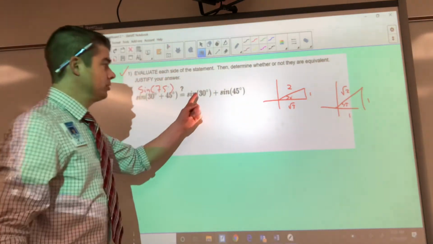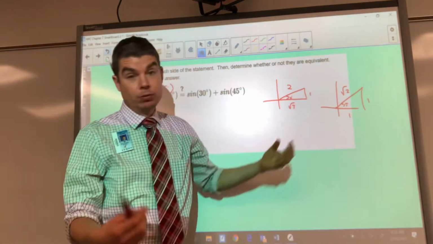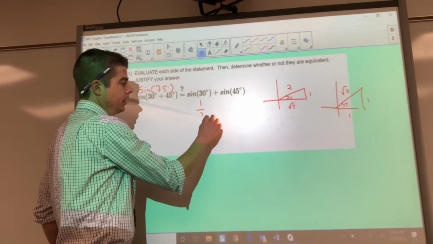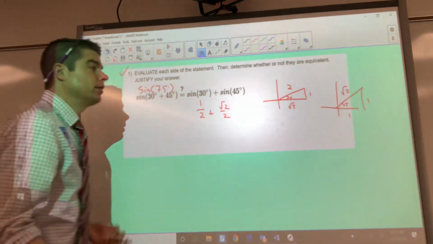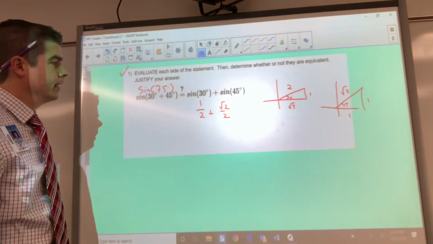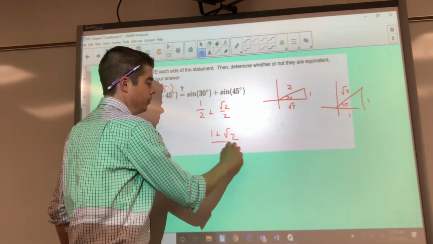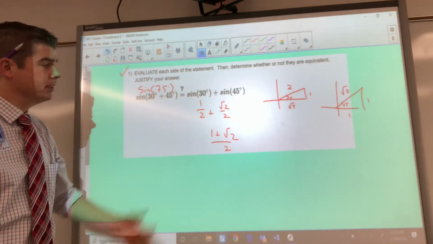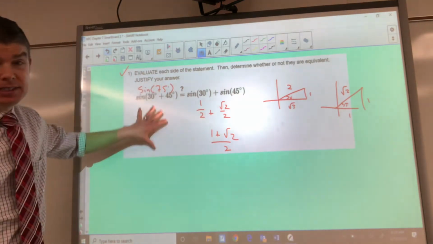So I could say sine of 30 is 1 over 2. Sine of 45 is 1 over root 2, which rationalizes to root 2 over 2. So I have 1/2 plus root 2 over 2. They have common denominators, so I could add them together and get 1 plus root 2 over 2. I could evaluate that in my calculator and see what its decimal is. But the question is, is that value equal to this side?